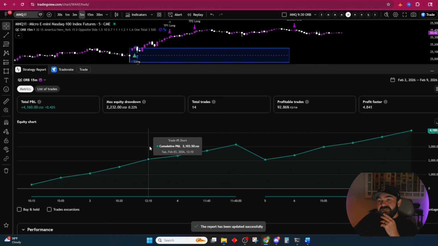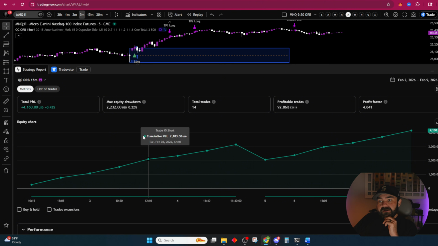Last 7 days, just to tag on to that, $4,160 profit and loss. Max drawdown, just the same as the 30, 2,232. Again, this probably isn't a fun break for you. It looks like that's really the only time you dip down. Maybe a small little bump there. 14 total trades, 92.86% win rate over the last 7 days, and a profit factor of 4.841.